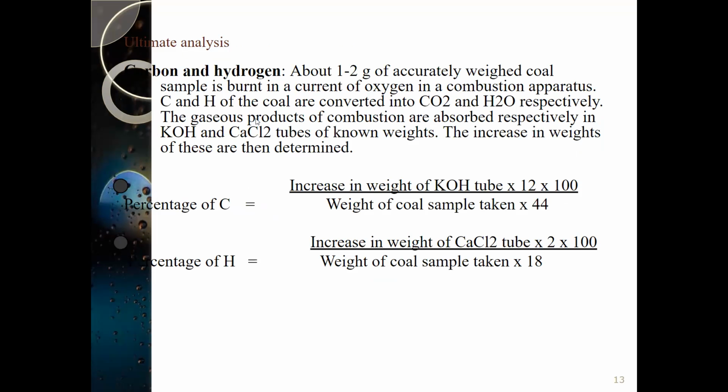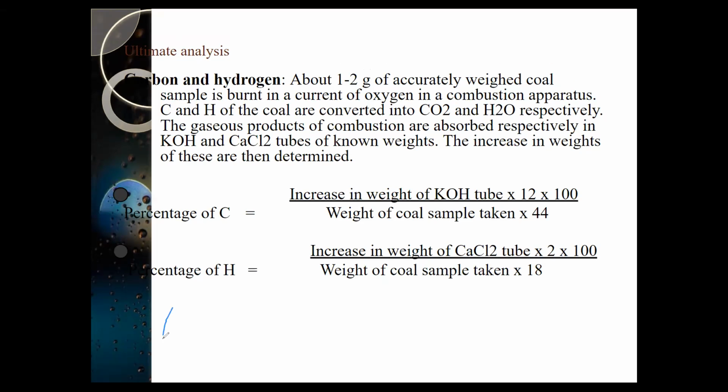In the first step, we are going to find out the percentage of carbon and the percentage of hydrogen. So to find out the percentage of carbon and the percentage of hydrogen, initially we are taking 1 to 2 grams of coal sample in the combustion chamber. So 1 to 2 grams of coal sample is placed and burned in the combustion chamber. Just let us assume this is the combustion chamber.